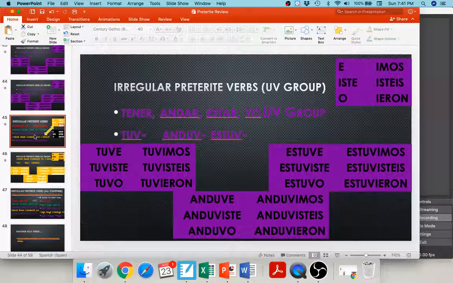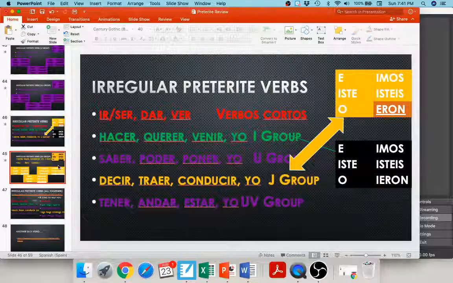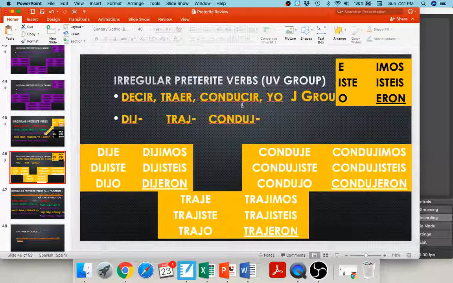Okay, and finally, the J group here in yellow has their own set of endings. Notice it's almost exactly the same as all the other groups. The difference here is the él, ella, usted form, which is just eron instead of ieron. So let's look at some examples. You have decir. We call this the J group because they all receive a J in their stem. So decir becomes dij, traer, traj, and conducir, conduj.